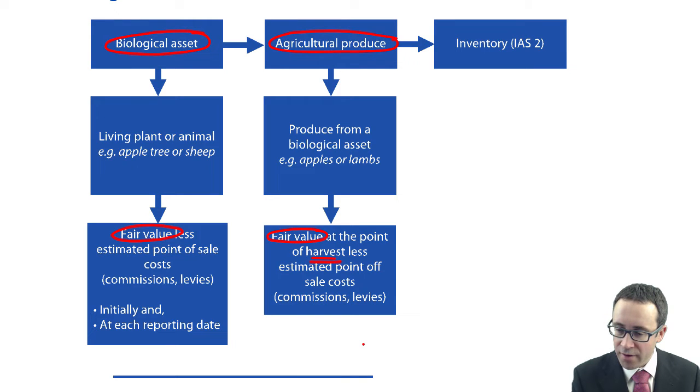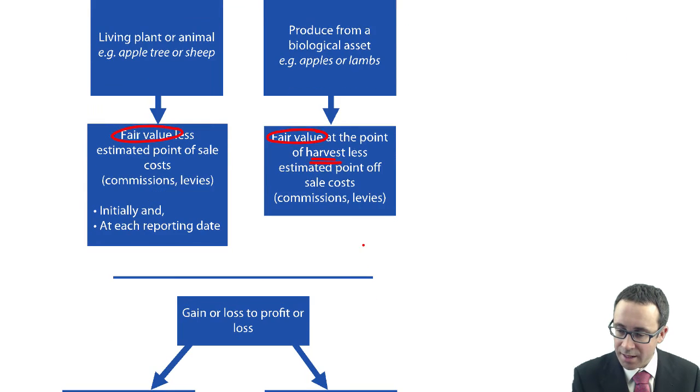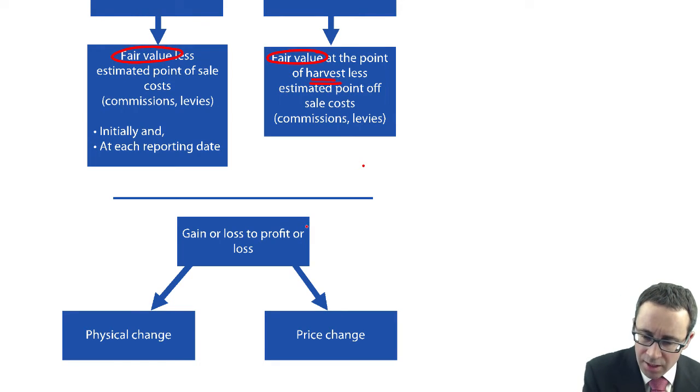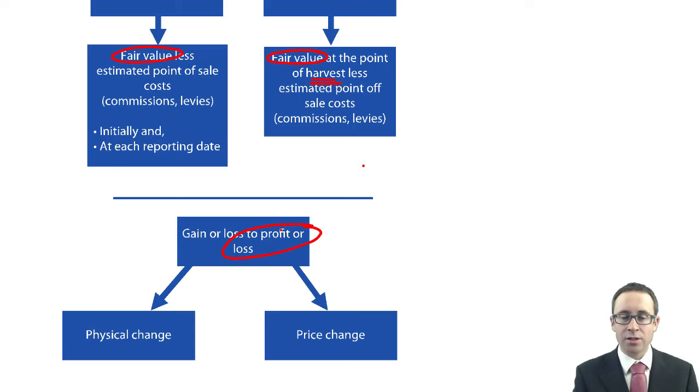The key bit is that we've got the fair value of the asset and the fair value of the produce. That will give us a gain or loss. That gain or loss is taken immediately to profit or loss. No measurement through other comprehensive income. It is just any gain or loss immediately to profit or loss. That's what you show within the financial statements.